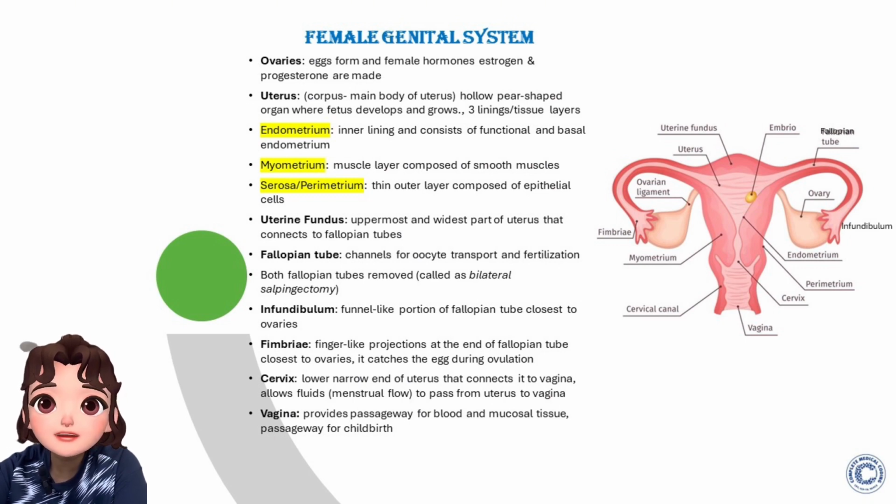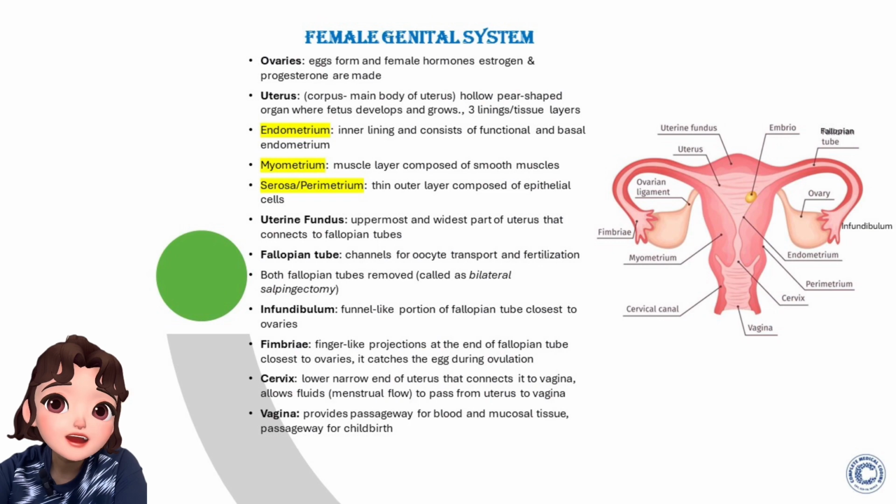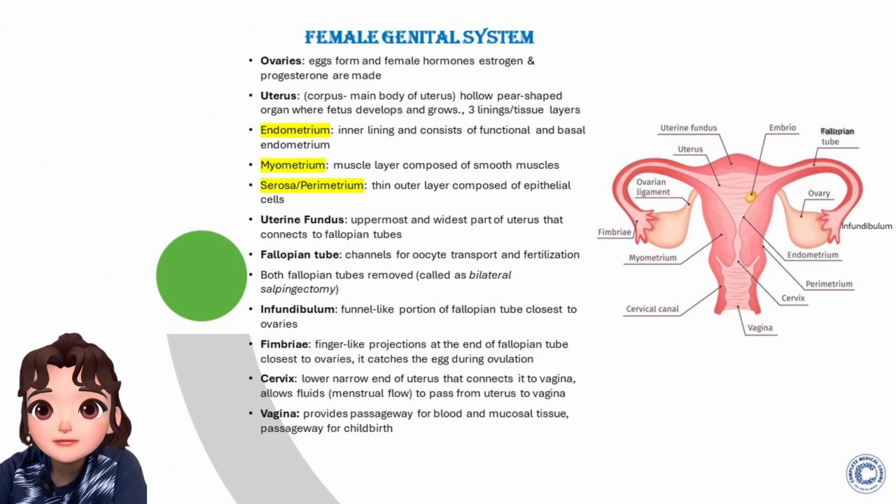If both fallopian tubes are removed, that procedure is called as bilateral salpingectomy. Salpingectomy means removal of fallopian tubes. I'll take a separate episode for ectomy. Okay, then infundibulum. It's a funnel-like portion of fallopian tube closest to the ovaries. Fimbriae are the finger-like projections at the end of fallopian tube, which is closest to the ovaries. And the function is it catches the egg produced during ovulation.